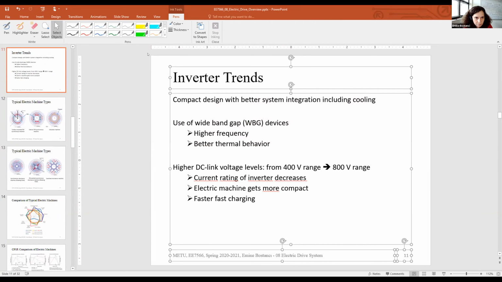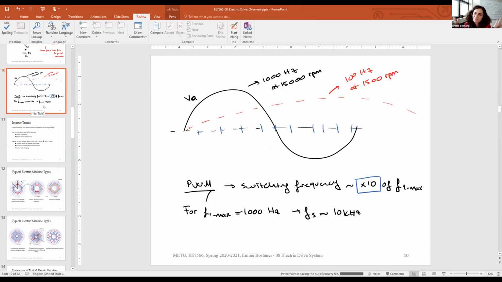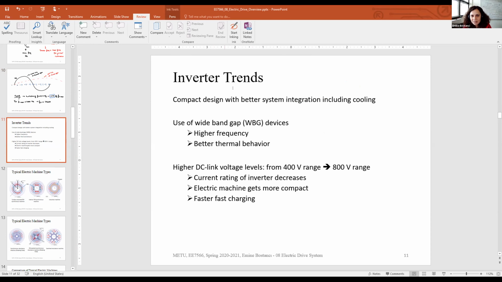Okay, so Mehmet says that because of the gate capacitance, the IGBTs will take longer time to turn on, and after that, they also need longer time to turn off. The switching frequency is related to the turn-on times of the devices. If they cannot turn on fast, it means that you cannot switch fast. So therefore it is limited. And this brings us to the next part, the trends in the inverter.